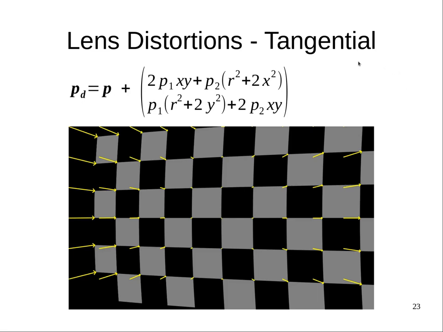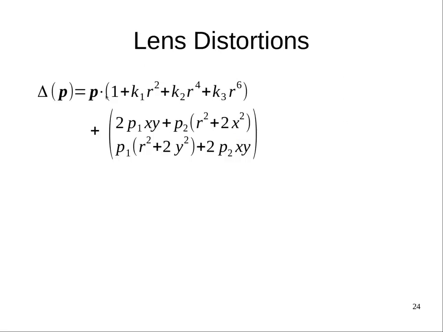So now that we have talked about the two major distortions in conjunction with lenses, how do we put them together? We do it like this. So here we have our undistorted point P, and we apply the radial distortion, and then we add the tangential distortion on top. And the combination of the radial and the tangential distortion, we give this a name, which is the function delta, like distortion. So delta of an undistorted point P is its distorted position.